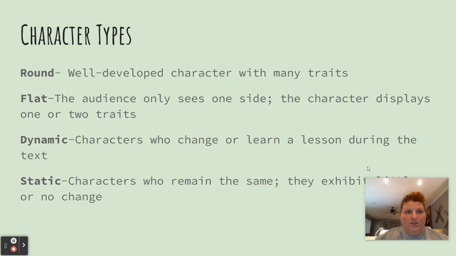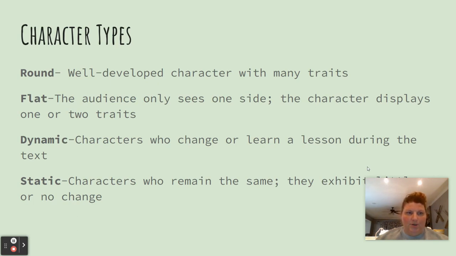There are four character types: round, flat, dynamic, and static. Round and flat are opposites, and dynamic and static are opposites. So, round characters, think of them like well rounded. If someone is well rounded, we know that they have a lot of different character traits, a lot of different talents. So, a round character is a well developed character with many traits.